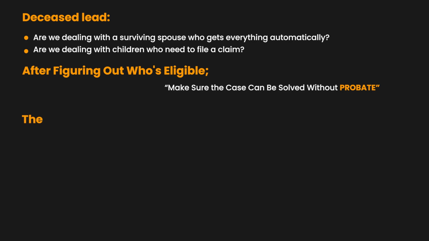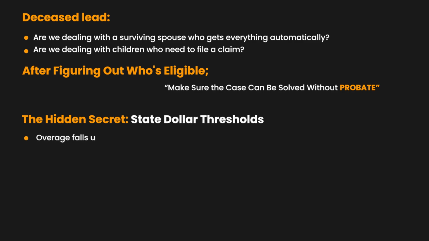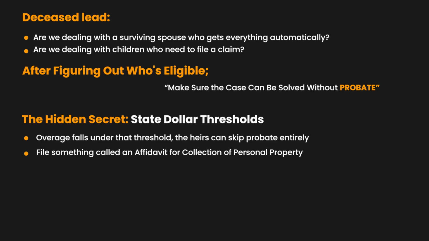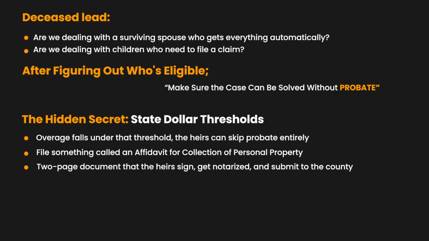Most states have a dollar threshold. If the overage falls under that threshold, the heirs can skip probate entirely and file something called an affidavit for collection of personal property instead. It's essentially a 2-page document that the heirs sign, get notarized, and submit to the county. No court, attorney, or long wait is required.